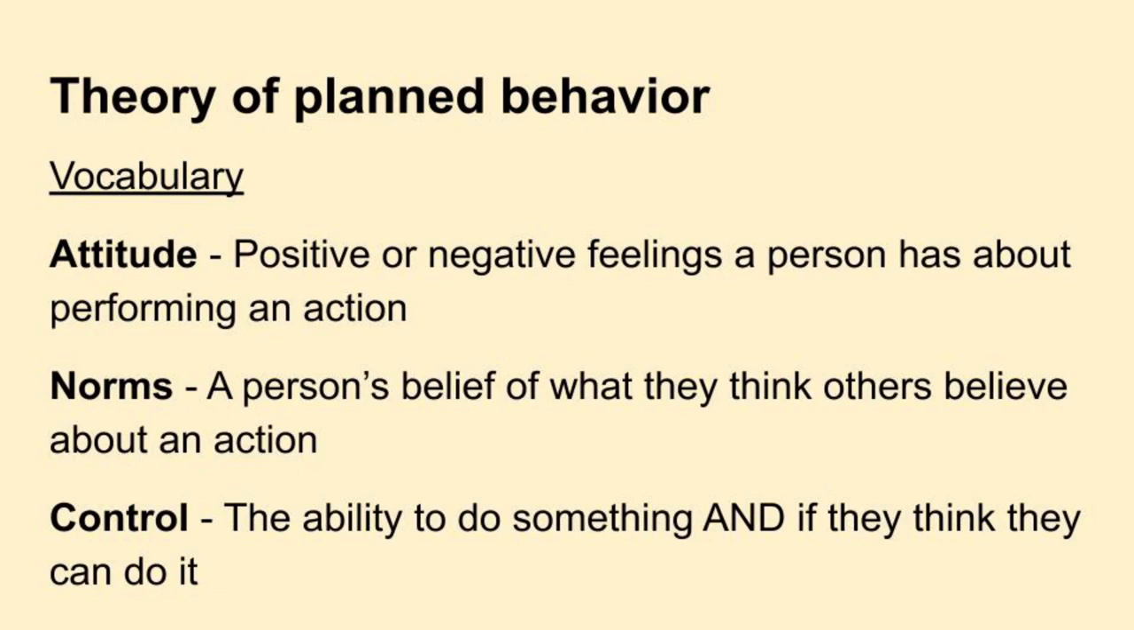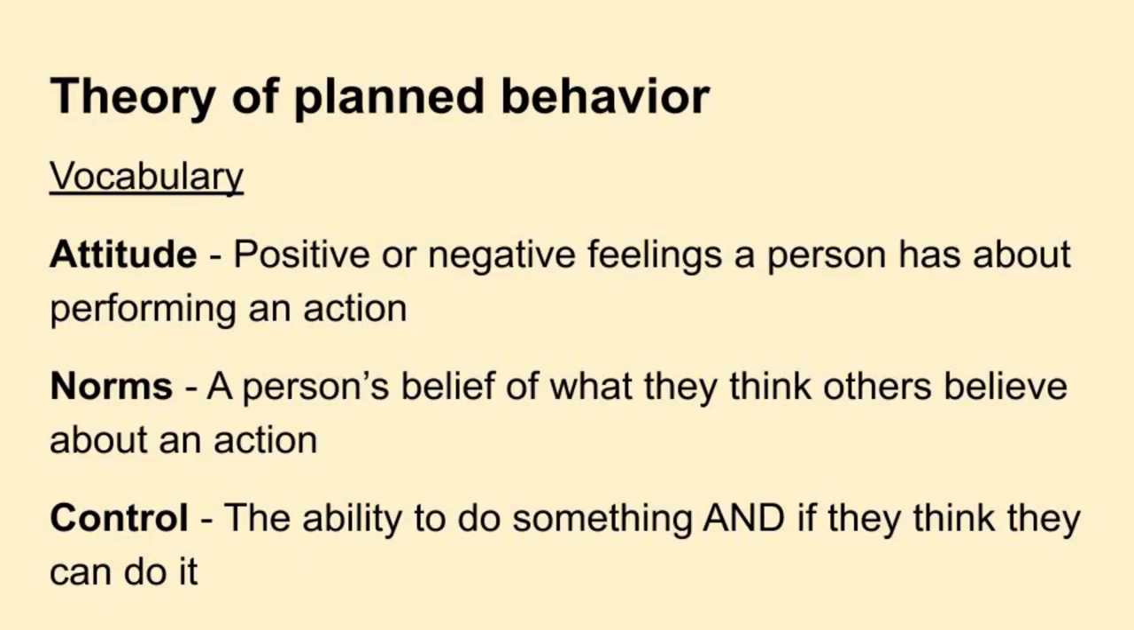In this next section, I want to talk about a theory of how people behave. It's called the theory of planned behavior. It's used quite extensively in marketing, and it consists of three main points: attitude, norms, and control. Attitudes are positive or negative feelings a person has about performing an action. Norms are a person's belief of what they think others believe about an action. And control is the ability to do something and whether they think they can do it.